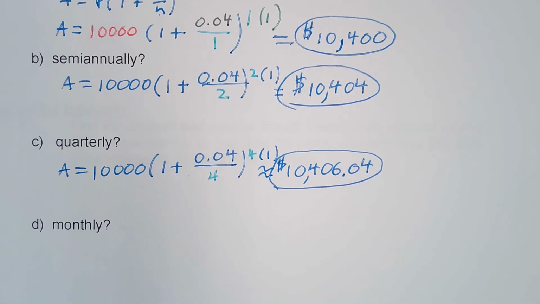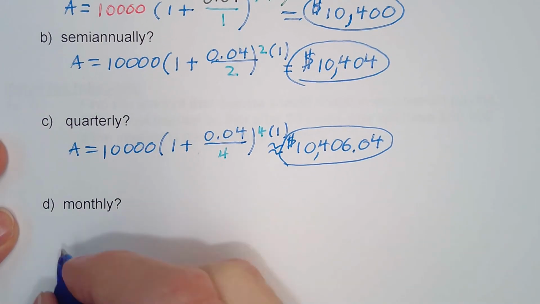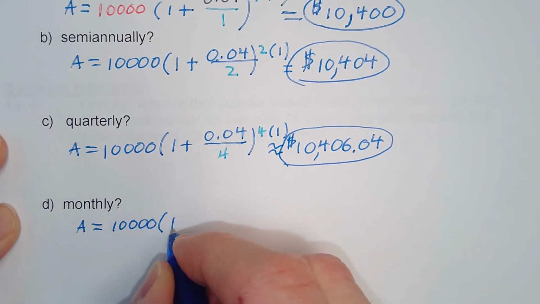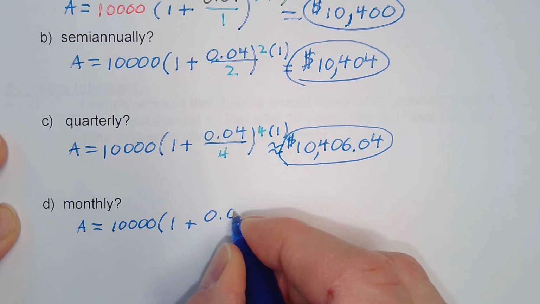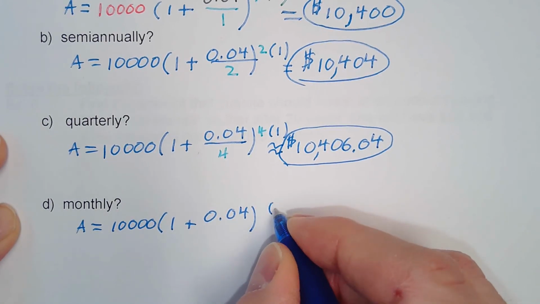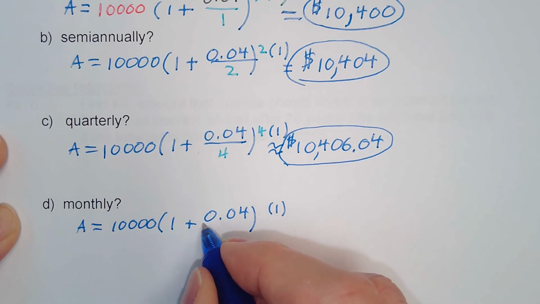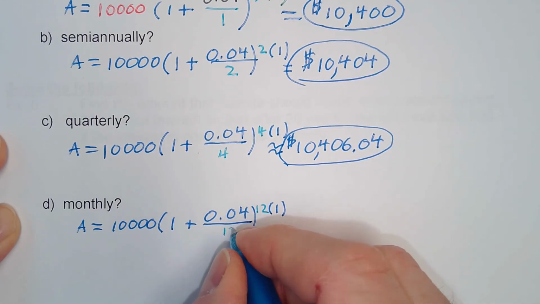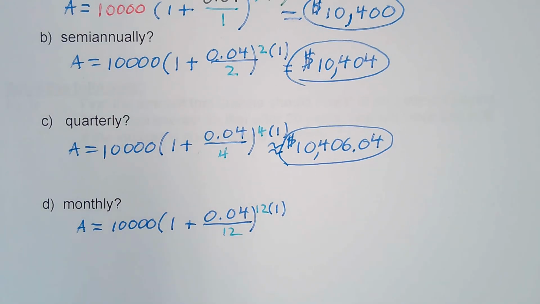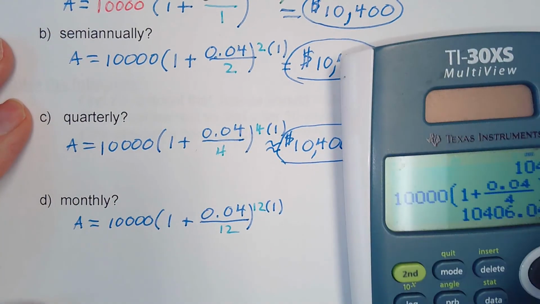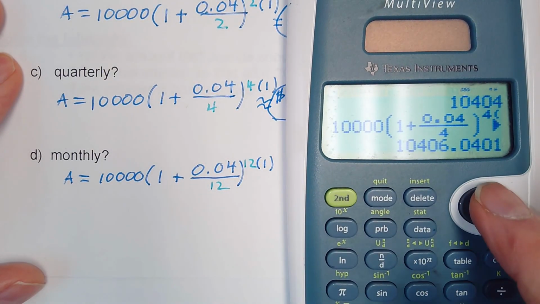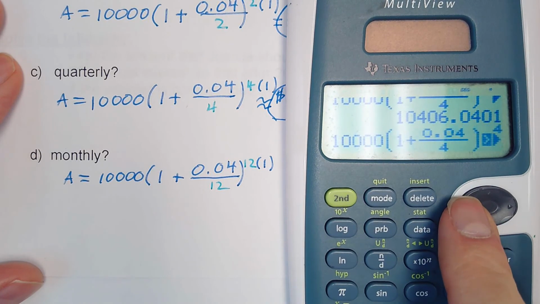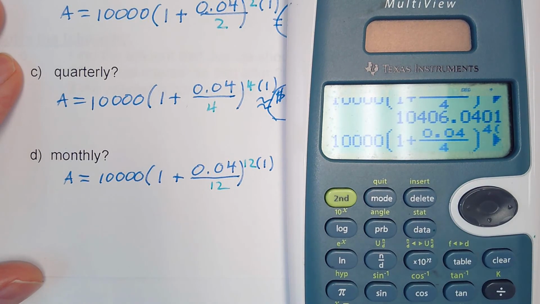And then finally we're going to do monthly, so we're just changing n to 12. This one we have to be a little bit careful when we enter this in the calculator. So here's what we're going to do. Hit my up arrow, grab that. Arrow down to, I can change that one easily, 12.